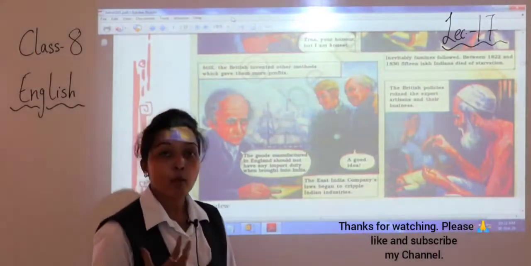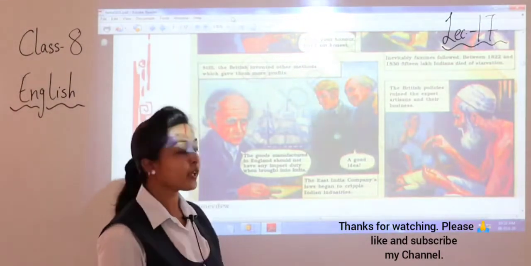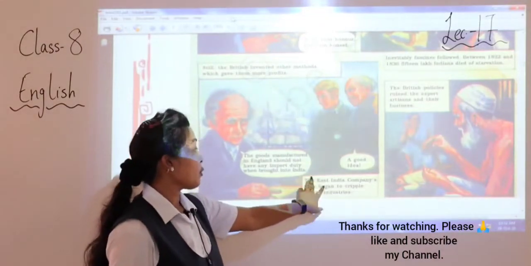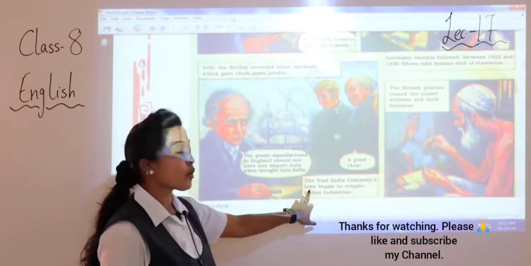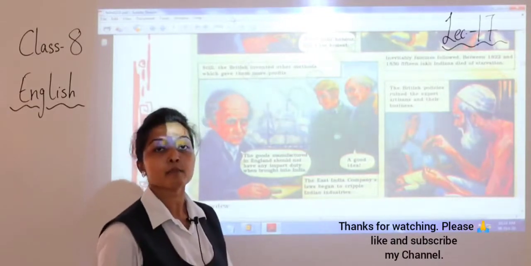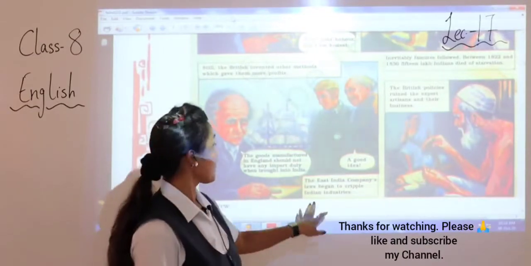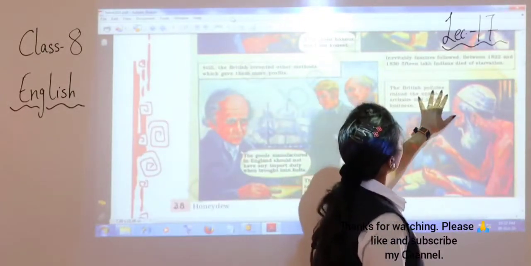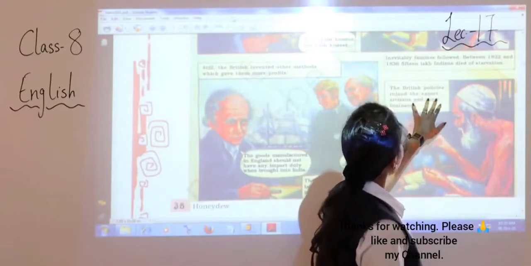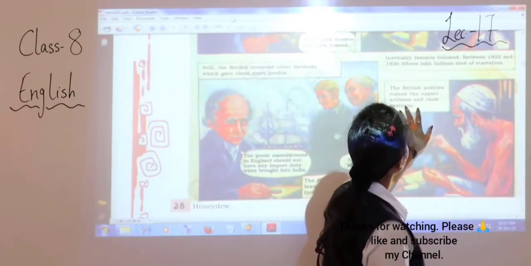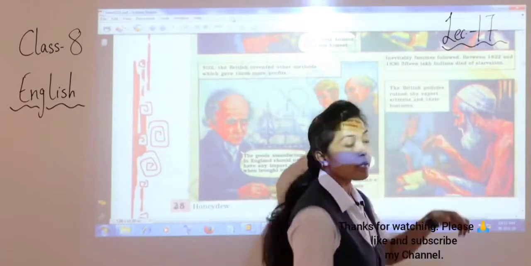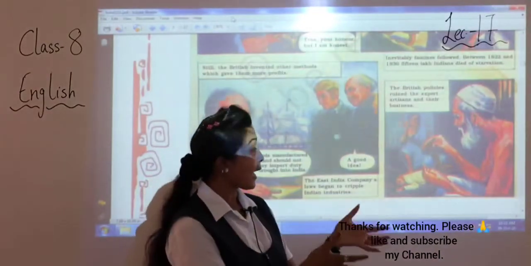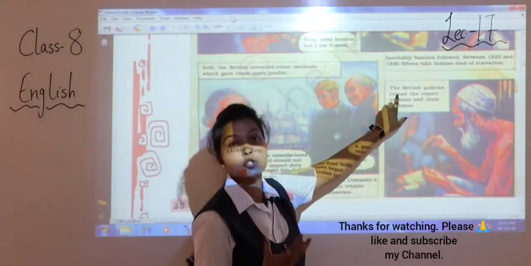Now it is problematic and disabled, we can say crippled, that means disabled Indian industry. Whatever they are thinking, the East India Company's laws are disabling Indian industry. The British policies ruined the experts, artisans and their business. The British are creating new and new policies and laws. Ruin means destroy.